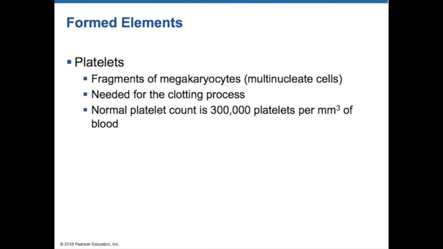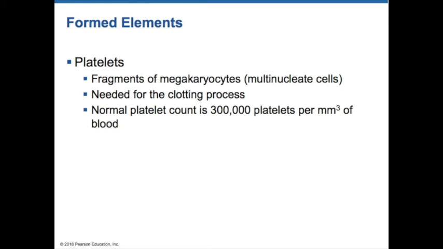And finally, we're going to go over the last type of formed element that we're going to find in our blood, and that is going to be the platelets. Remember, platelets are only going to be cell fragments from another type of cell, and this cell is going to be a megakaryocyte. So what's going to happen?